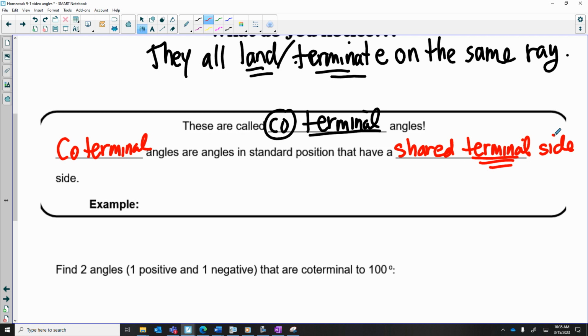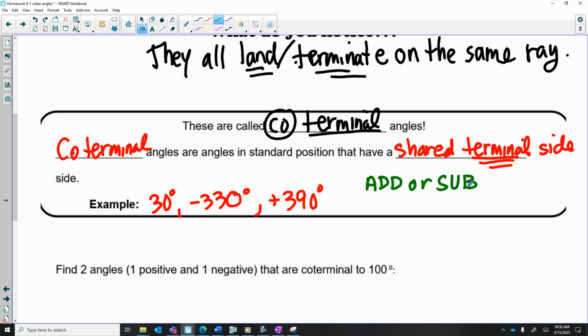Now, how are they related? 30, negative 330, and positive 390. I'm hoping you're noticing something. They actually are all different by 360 degrees. So to get a coterminal angle, all you have to do is add or subtract 360 degrees from the angle and you will get another one.